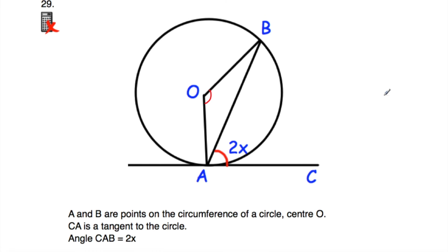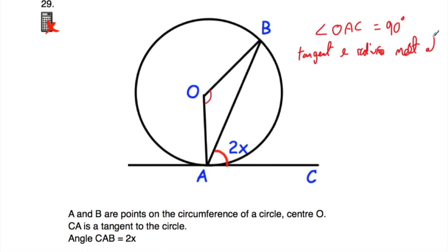Okay, so let's have a look at this. The first thing that I notice is we've got a tangent and we've got this radius. So that means that this angle OAC, this whole angle, is a right angle. So let's write that down. The angle OAC is equal to 90 degrees. And we've been asked to give reasons: because a tangent and radius meet at 90 degrees.